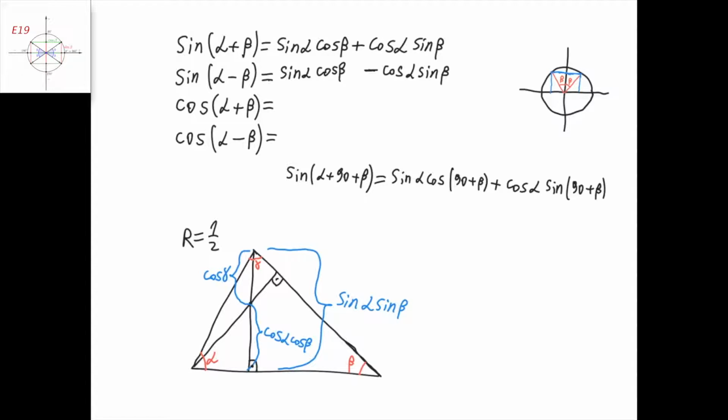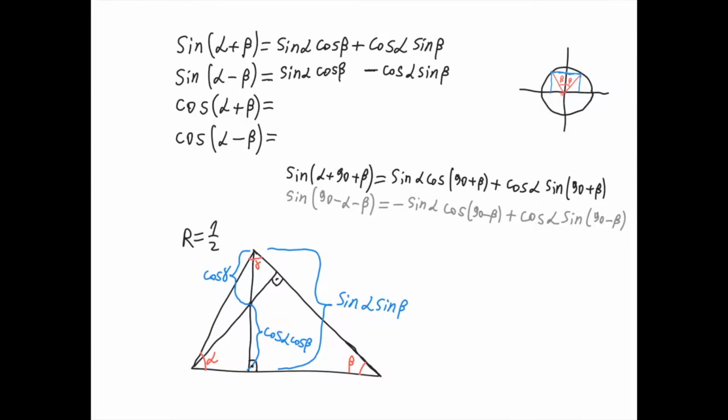Also, cosine of 90 minus beta would be this length, positive, and it equals this length, but this length is in the negative direction. And so, replacing sine of 90 plus beta with sine of 90 minus beta, cosine of 90 plus beta with negative cosine of 90 minus beta, and sine of alpha plus 90 plus beta, which is 90 plus alpha plus beta, we can replace it by sine of 90 minus alpha minus beta. We get this expression here.